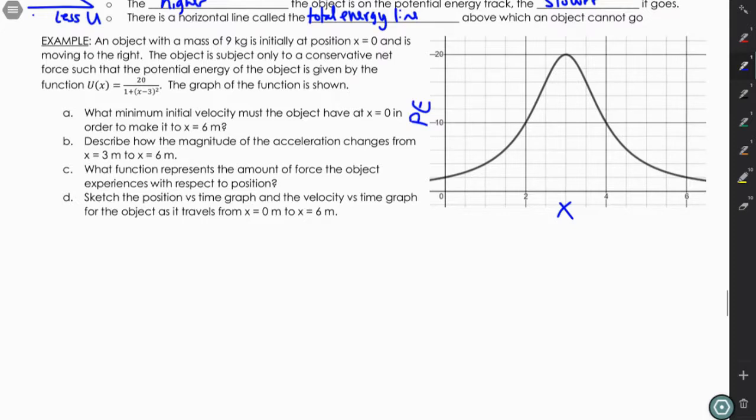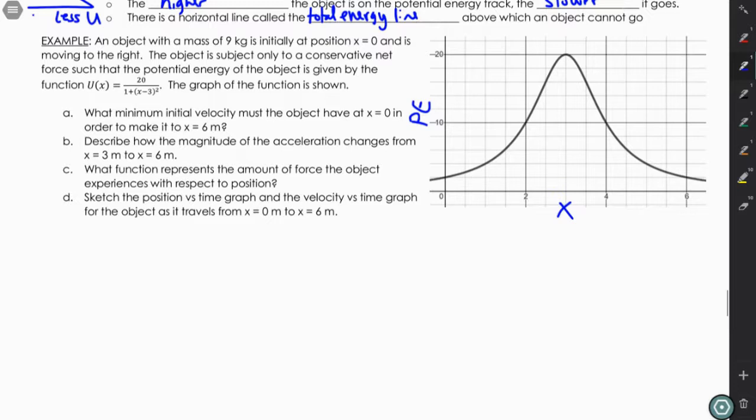And so A, what minimum initial velocity must the object have at x equals 0 in order to make it to x equals 6 meters? B, describe how the magnitude of the acceleration changes from x equals 3 meters to x equals 6 meters. And then, what function represents the amount of force the object experiences with respect to position, and then sketch the position versus time and velocity versus time graphs for the object as it travels from 0 to 6 meters. Okay, so part A, what minimum initial velocity must the object have to start?